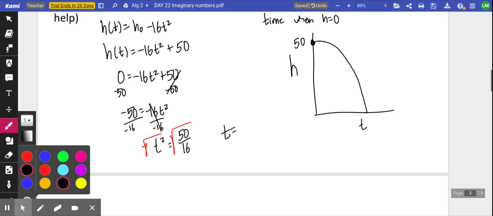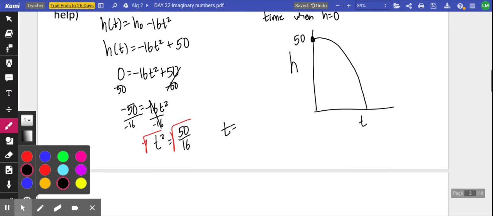T equals, remember, we're dealing with time now. We don't need that plus or minus. I know you want to keep it because I yelled at you and said you always need plus or minus, but we're dealing with just positive time. The square root of 50 over 16.